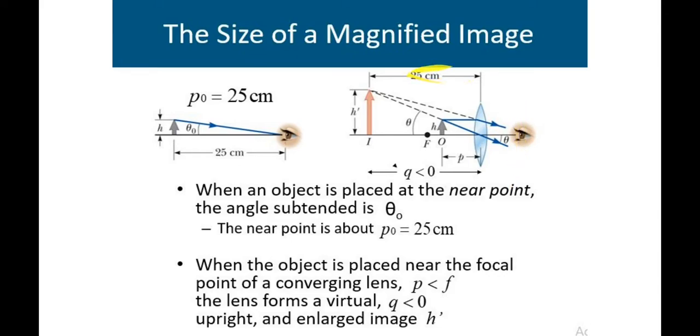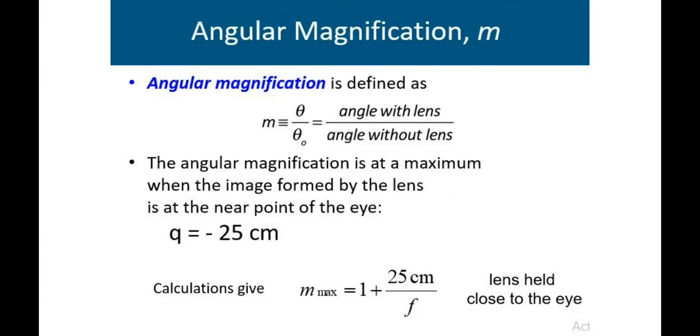Okay? This is the distance of best vision, the so-called near point. The near point is about 25 centimeters. For some people it is shorter, for some a little bit longer. Okay, then we are using a convergent lens, and as I said, the position of the object should be between the focal point of the lens and the lens itself.